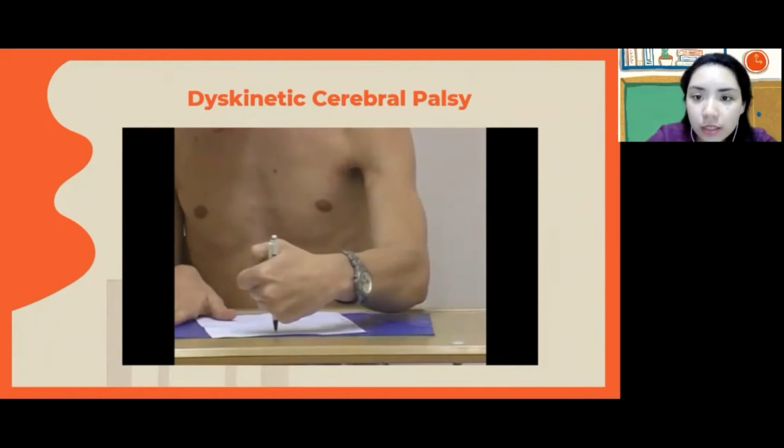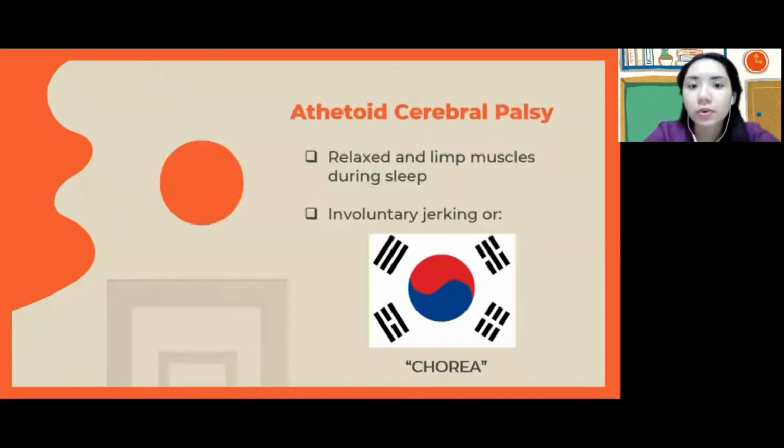Sige, so next, we're going to be discussing the next type of cerebral palsy, which is athetoid cerebral palsy. So here, this pertains to relaxed and limp muscles during sleep. They also have involuntary jerking, or what we call chorea. So I hope you guys understood the joke. So there, that's chorea, no? That's involuntary jerking, or mukalit lang og jerk ang isa ka part sa ilang body. So this is a subtype of dyskinetic CP gihapon.